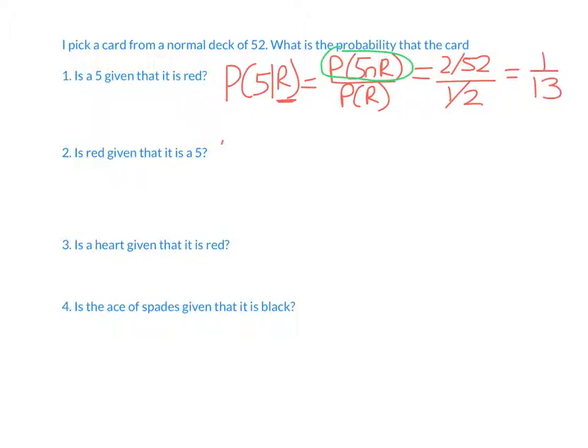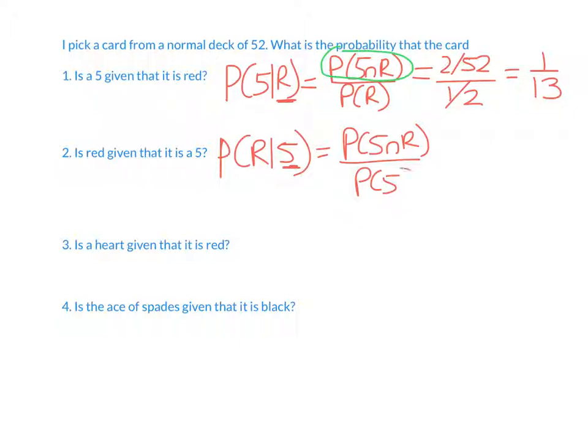So let's look at the second one. We're just switching around the red and the 5. So what we have here, probability of 5 and red goes on top. Now because the 5 is second, it's probability of 5 on the bottom. We already calculated the numerator: the probability a card is red and 5 is 2 over 52. The probability a card is a 5 is 1 over 13 or 4 over 52. And the answer you get is a half.